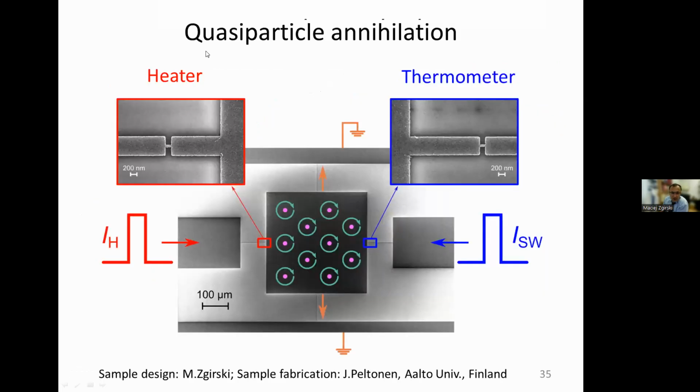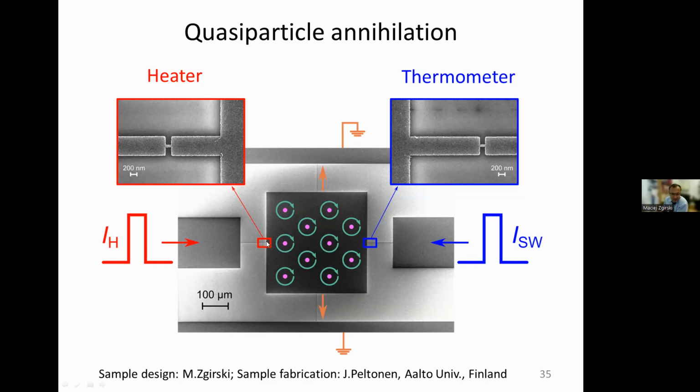I would like to shortly show you another experiment that currently I'm doing. This is quasiparticle annihilation. So the structure is following. Here we have heater. Here we have thermometer. Here we have big box, 400 by 400 micrometers. And this box, in certain magnetic field, can accept here superconducting vortices. And now the point is simple.